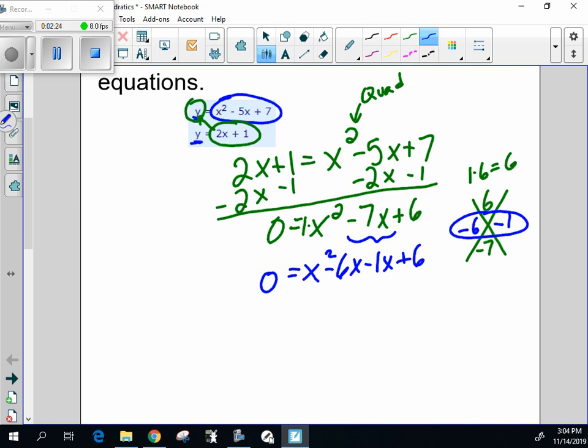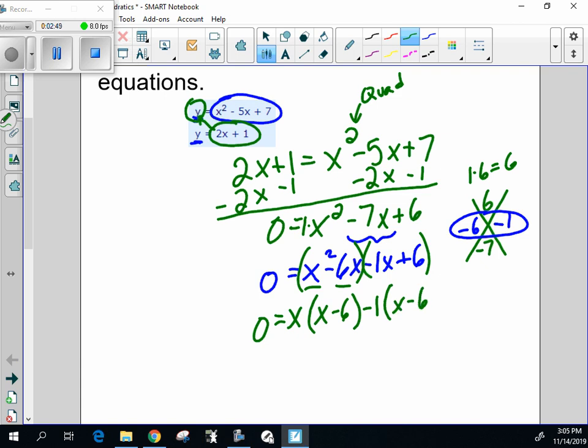We're going to group the first two terms and the last two terms together and look for the greatest common factor of each grouping. Between x squared and 6x, the greatest common factor is x. Divide each term by x. For the second grouping, we have negative 1 and positive 6. The greatest common factor is 1. When the first term is negative, take a negative 1. Divide each term by negative 1. What's in parentheses has to be exactly the same. It is. That's one of your factors.